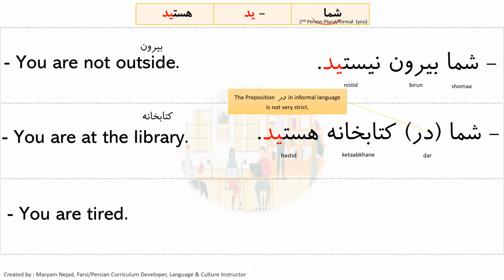Next one we want to say you are tired. Tired is خسته. شما خسته هستید. Now I'm going to read through them. شما بیرون نیستید. شما در کتابخانه هستید. شما خسته هستید.